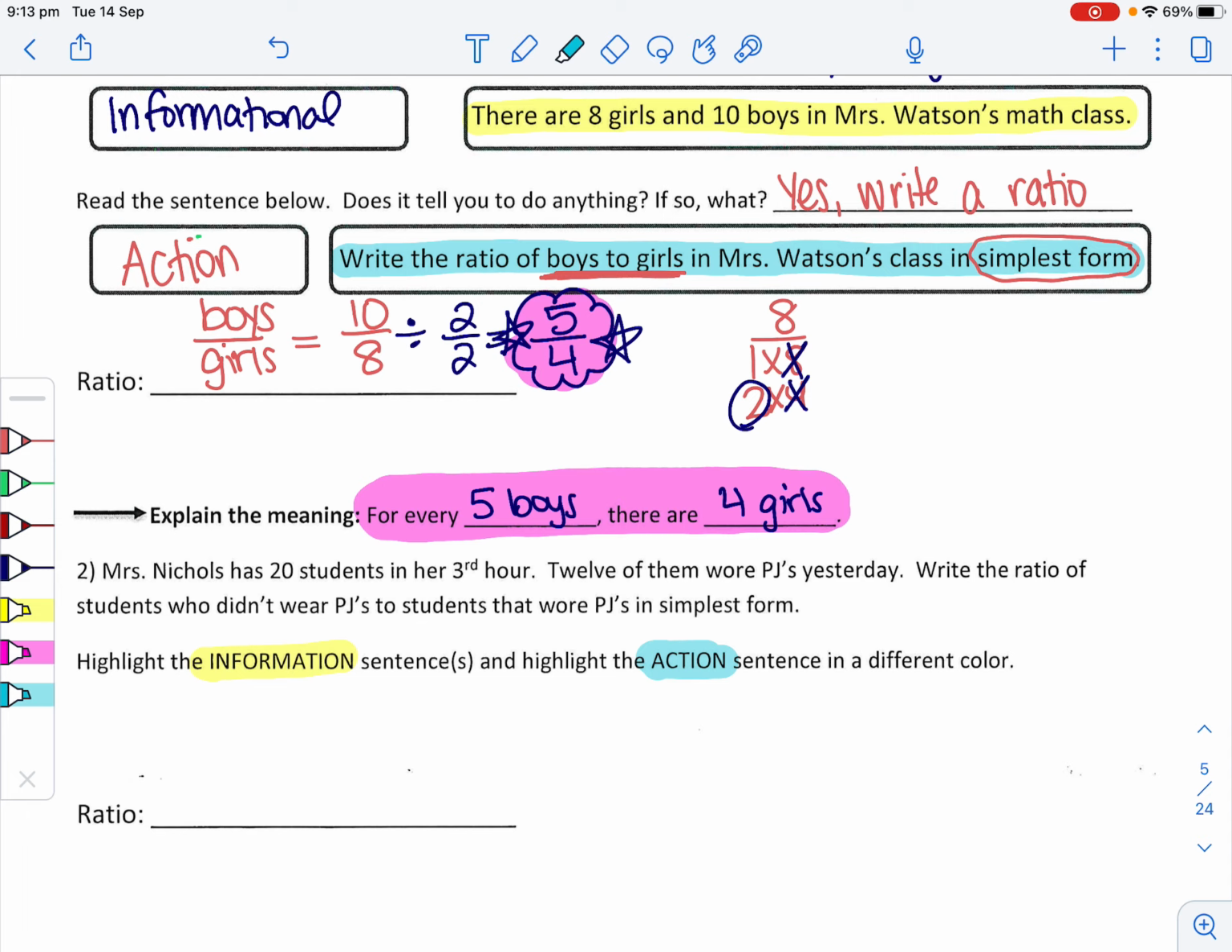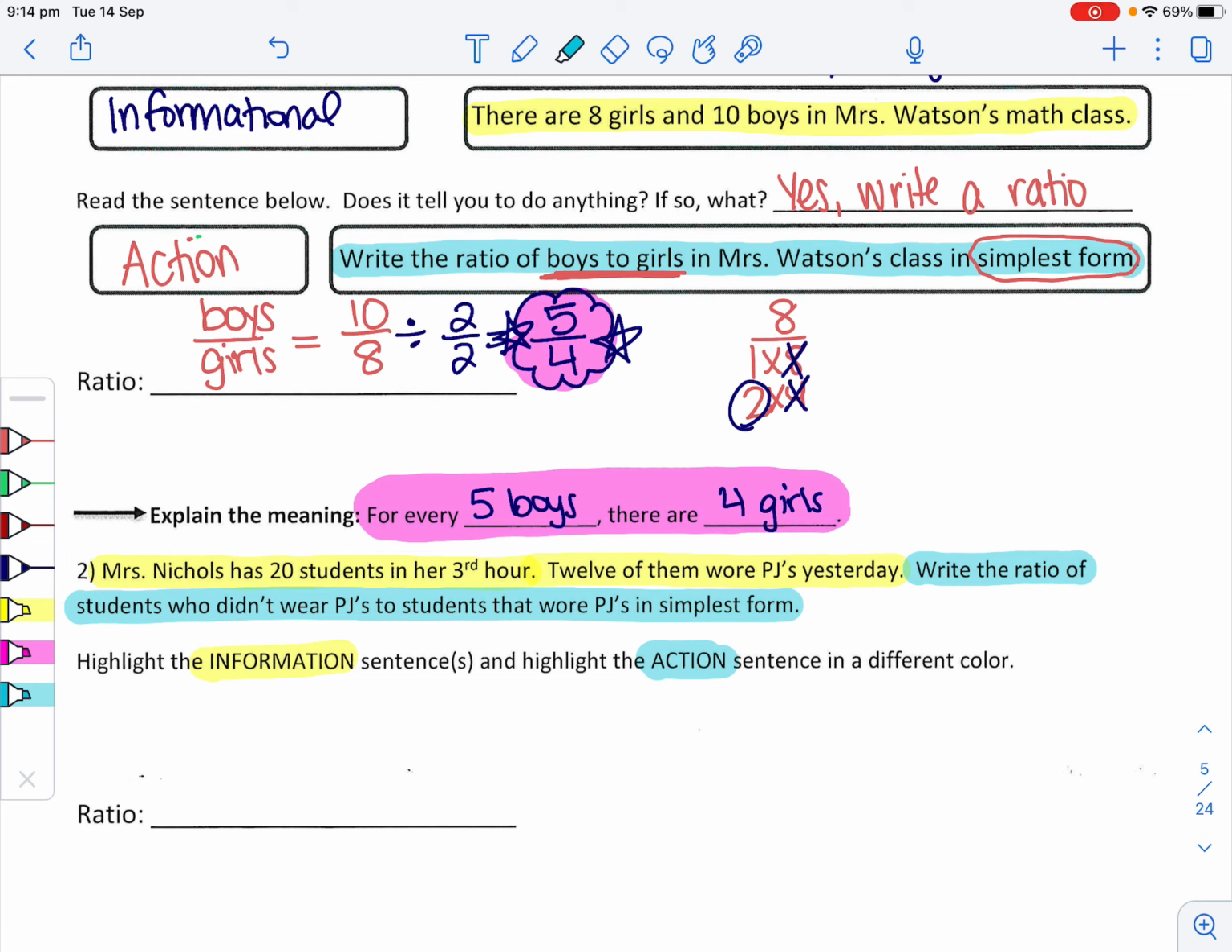So in this one, it says, Mrs. Nichols has 20 students in her 3rd hour. That is information, so I'm going to highlight it in yellow. 12 of them wore PJs yesterday. That is still information, so I'm going to highlight it in yellow. Write the ratio of students who didn't wear PJs to the students that wore PJs in simplest form. It's telling me to write a ratio, so that is my action sentence. So I'm going to highlight that one in blue.